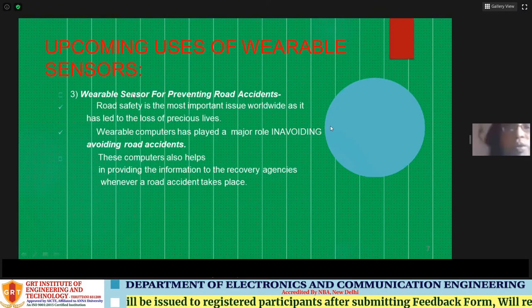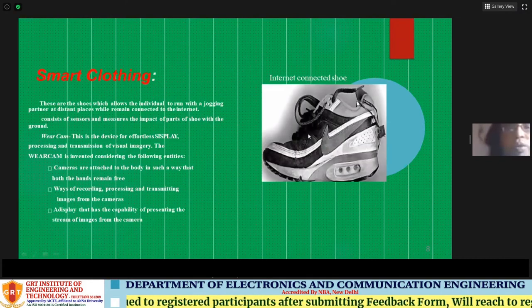And smart clothing. This is connected to the internet. Based on your operation, you can detect your systems.